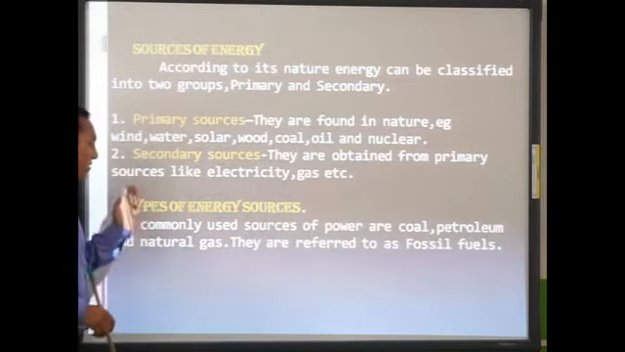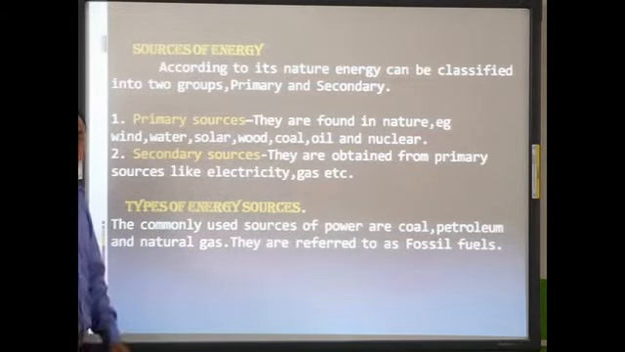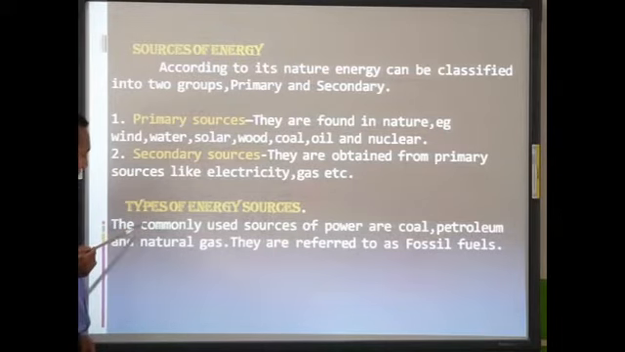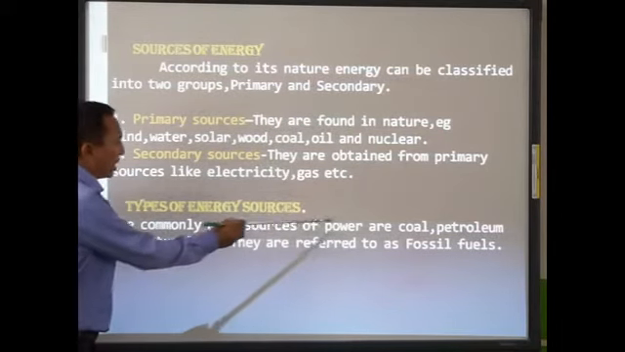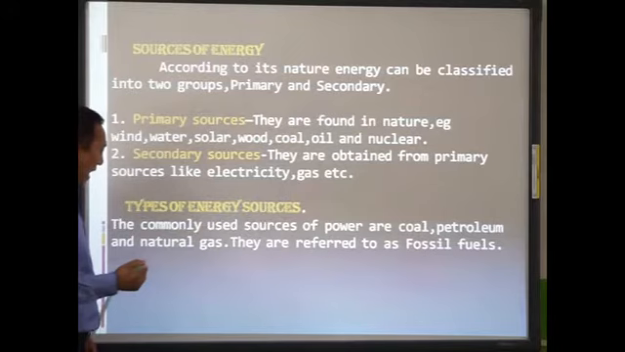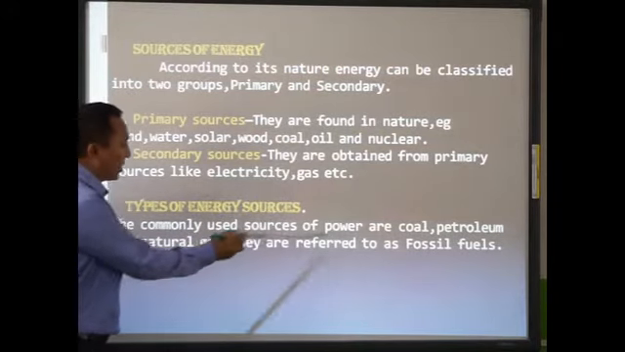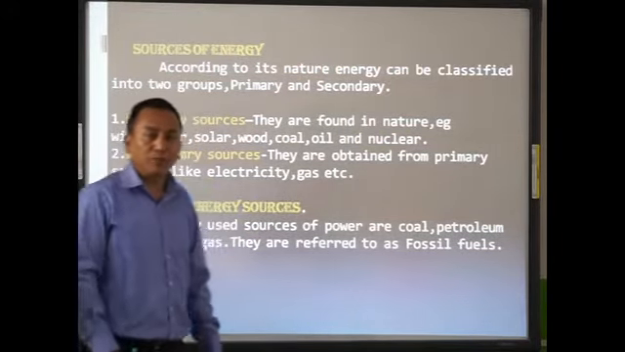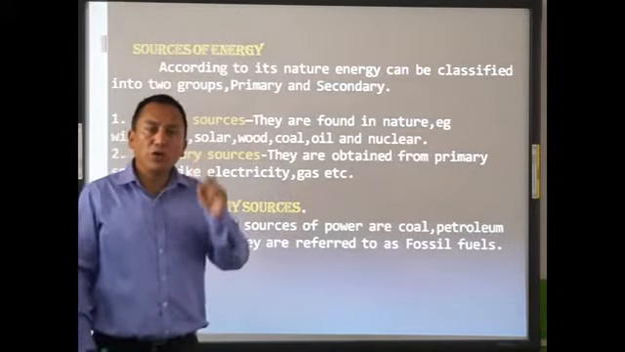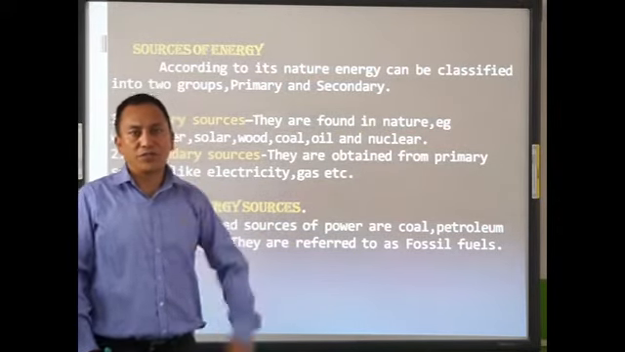now further to the types of energy resources. There are different types of energy sources. The commonly used sources of power are coal, petroleum and natural gas. They are referred to as fossil fuels. They are also called non-renewable source of energy.